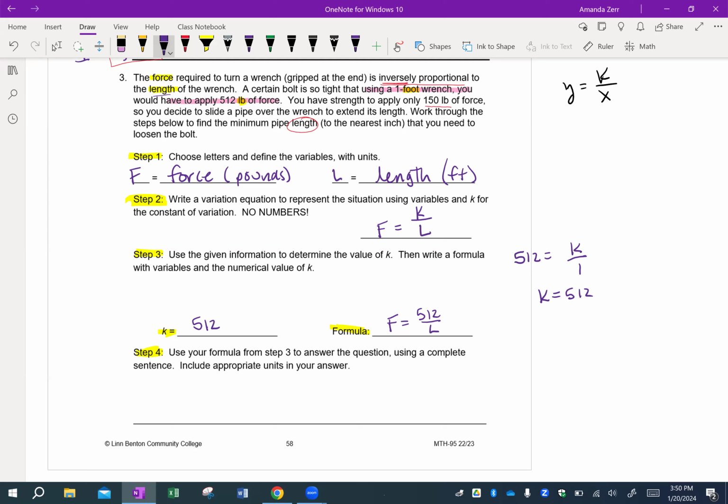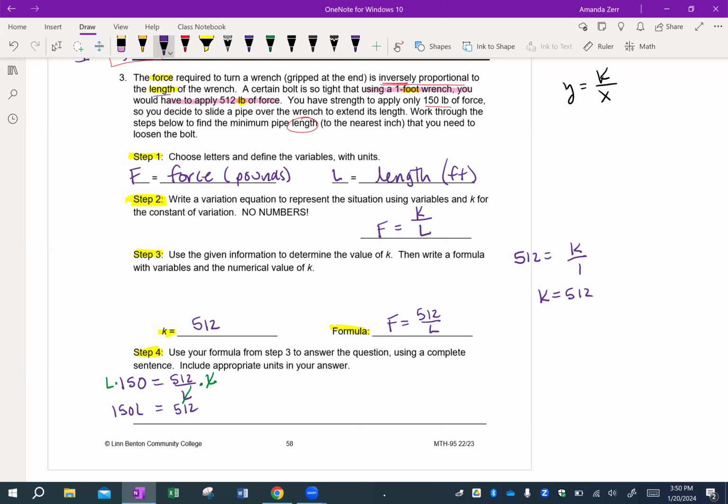So what I want to know is length. Okay, I have a force of 150 pounds. So I'm going to take 512 divided by the length. The length I don't know. So I'm trying to solve for length, but I've got length down in the bottom of a denominator there. So let's deal with that. I don't like that being down there. So if I just multiply both sides by L, then this makes my setup a lot easier to solve.